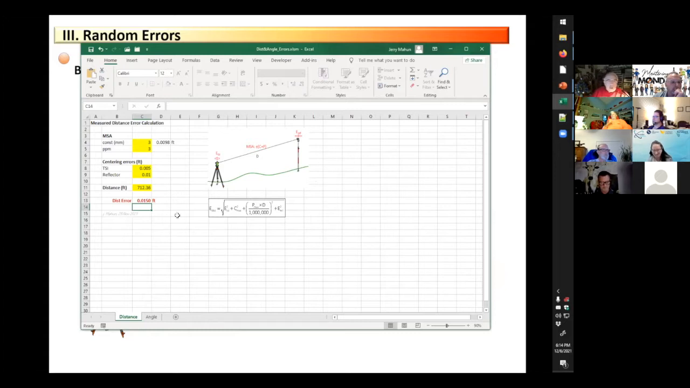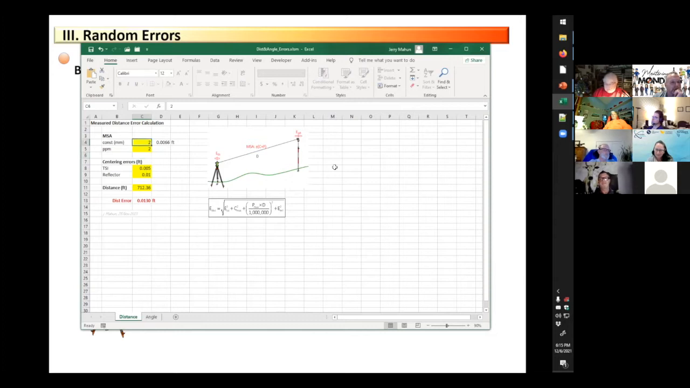Now, if I were to have a higher grade instrument, say a 2 millimeter with 2 parts per million, we can see that it drops, but it doesn't drop a whole lot. It's not so much the instrument that's causing the largest part of the uncertainty. It's the uncertainty of the setting up and that type of thing.